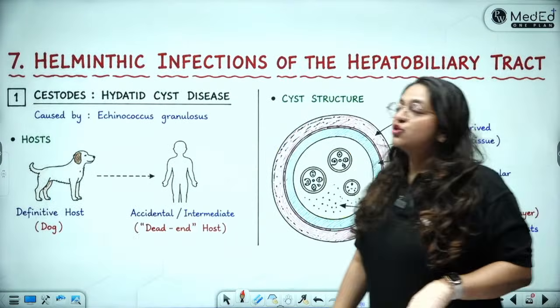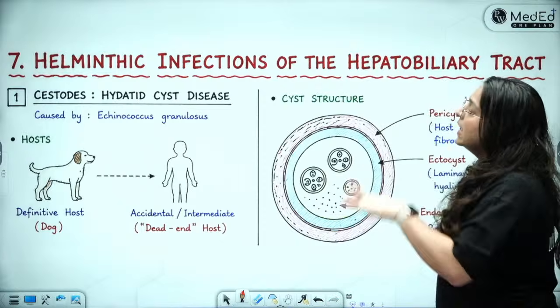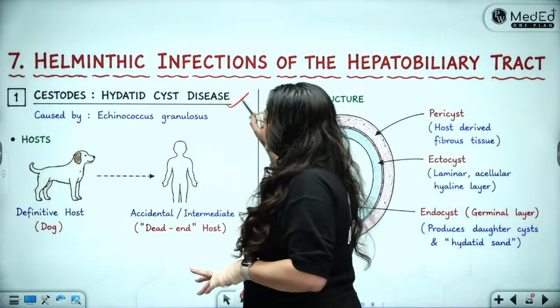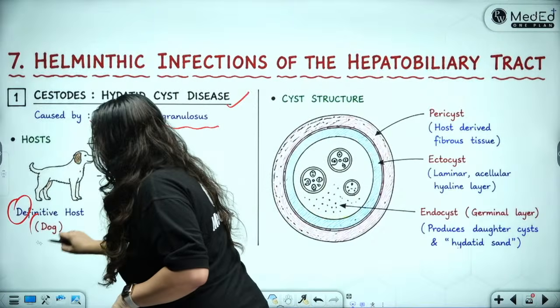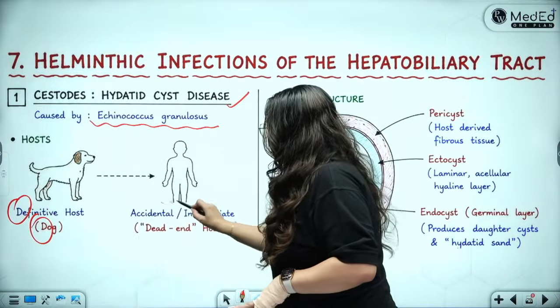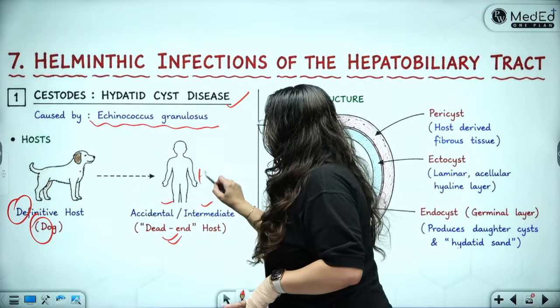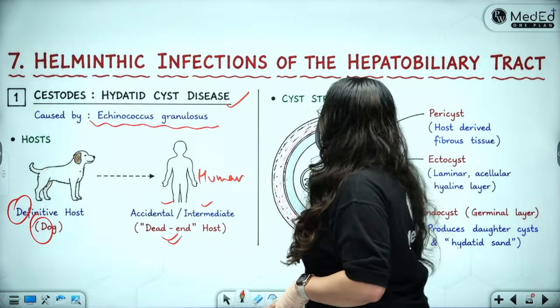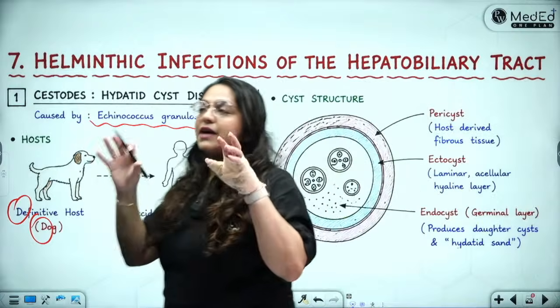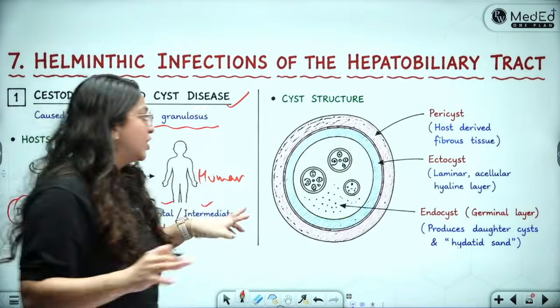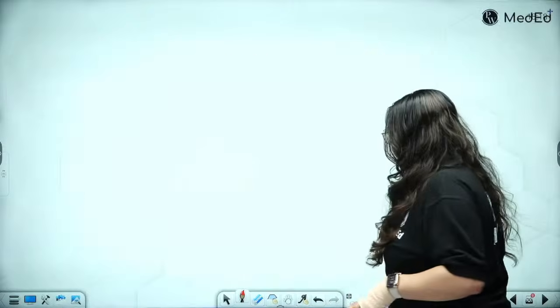Done and done. So helminthic infections, what was I saying? Cestodes, hydatid cyst disease caused by Echinococcus granulosus. It's D for dog, D for definitive host. Accidental, intermediate and dead end host is whom? It's the human. What does a hydatid cyst look like? Please draw the diagram of a hydatid cyst. Okay, so what happens in a hydatid cyst?